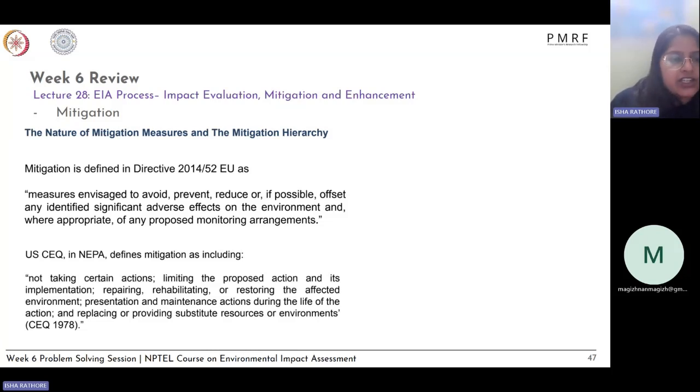According to NEPA, mitigation is defined as not taking certain actions, limiting the proposed action and its implementation, repairing, rehabilitating, or restoring the affected environment, preservation and maintenance action during the life of the action, and replacing or providing substitute resources or environment. So these are two definitions of the same term, mitigation, but by two different agencies.